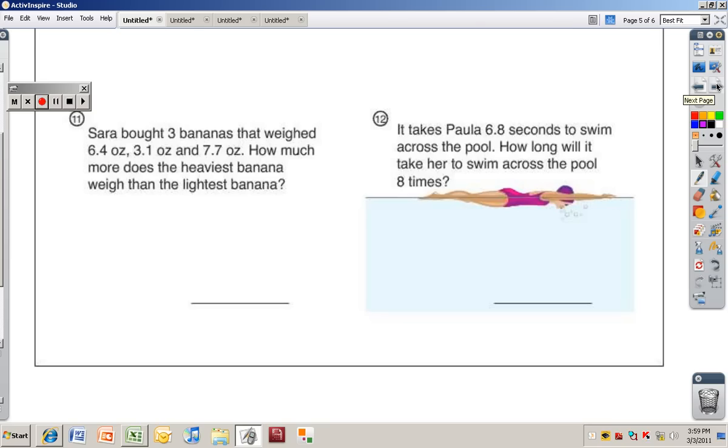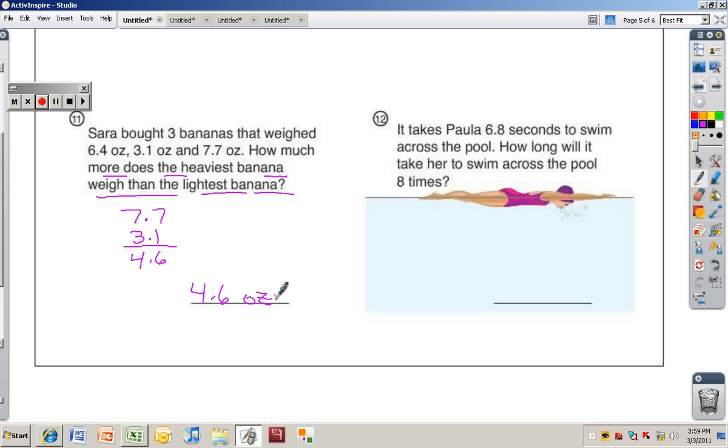Sarah bought 3 bananas. How much more does the heaviest banana weigh than the lightest banana? What am I going to do for that? Subtraction. How much is the heaviest banana? 7.7 ounces. Good. And the lightest? 3.1. Excellent. Subtract and get 4.6. 4.6 what? Ounces. Awesome.